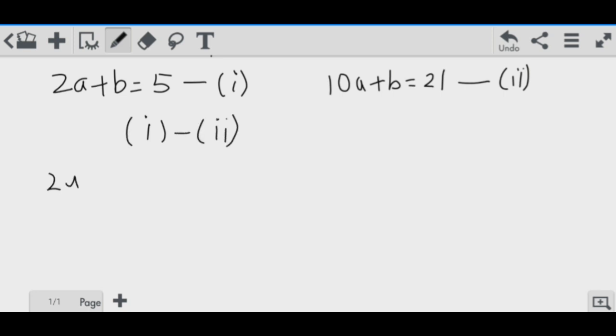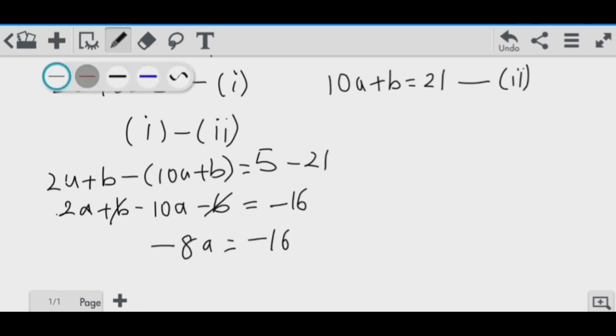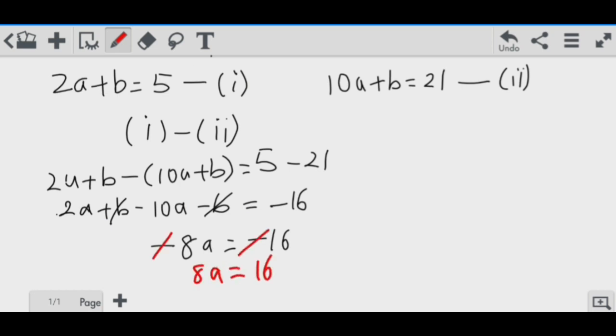This will be 2a plus b minus 10a minus b is equal to 5 minus 21, which is minus 16. So here plus b minus b cancels, you are left with minus 8a is equal to minus 16. So 8a is equal to 16, which implies the value of a is 2.